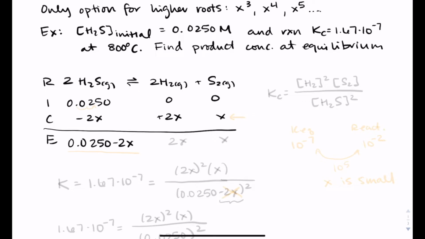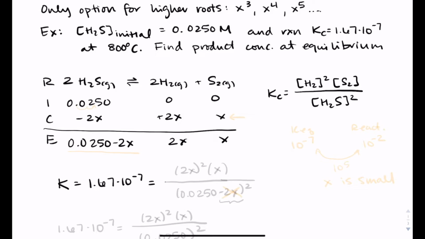My equilibrium constant is really small, and I mean 0.0250, it doesn't seem big, but compared to the equilibrium constant, it's quite a bit bigger. So I don't need to make much product to get to equilibrium. So the amount by which my reaction changes, or x, is a small value.